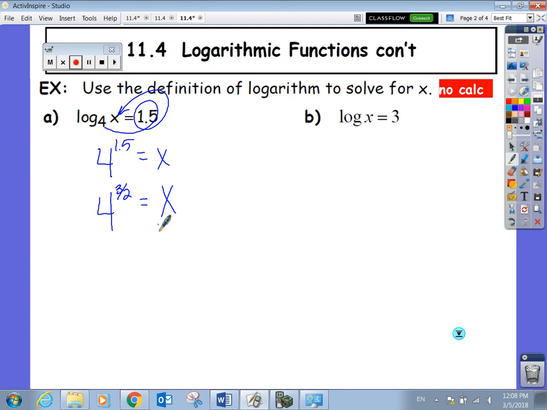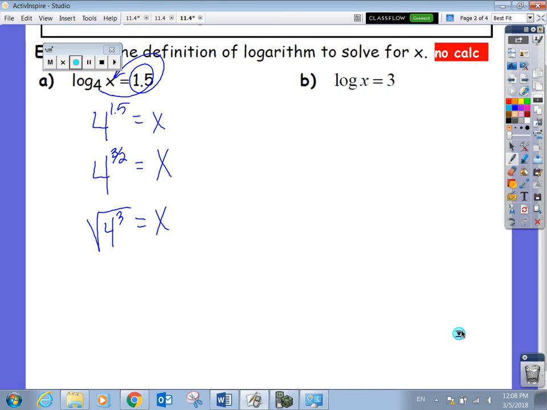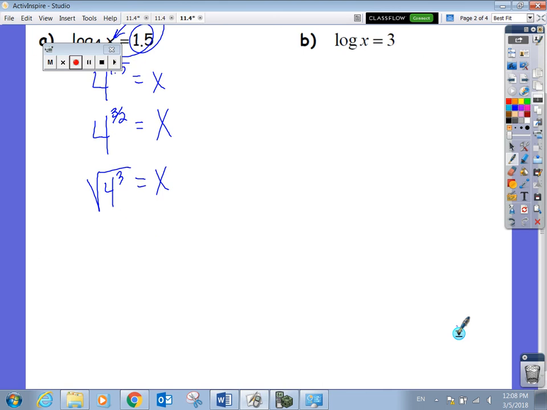So now we can work that by changing that to a radical. 4 cubed and the square root equals x. So we can cube 4 and take the square root, or take the square root of 4 and then cube it. Both ways we get the same, and it's pretty easy either way. The square root of 4 is 2, cubed is 8. The cube of 4 is 64, square root is 8. So either way, x is equal to 8. And it's the argument, okay? X is the argument, and that's positive. If we got a negative answer right there, then it would be no solution.